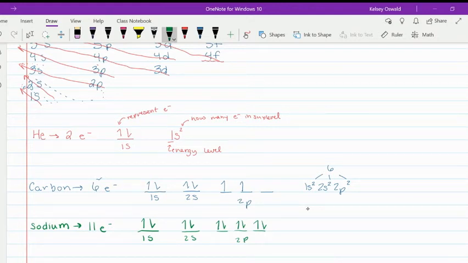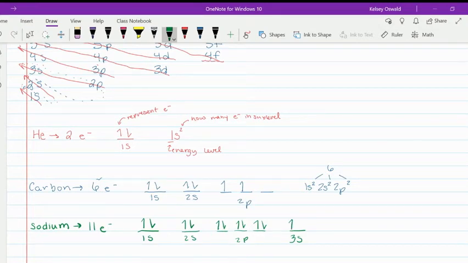So again, we'll follow the yellow brick road and we'll see after the 2p, we're going to go to the 3s. So after 2p, 3s is the lowest energy orbital. So far, I've placed a total of, let's see, 10 electrons. So 2 in my 1s, 2 in my 2s, 6 in my 2p. So that means I have 1 electron left that's going to go in my 3s.